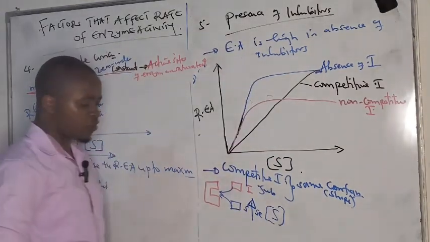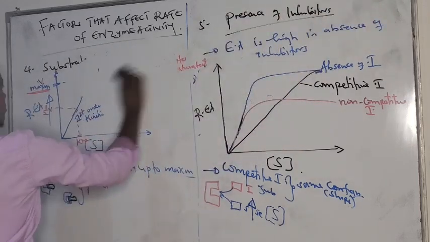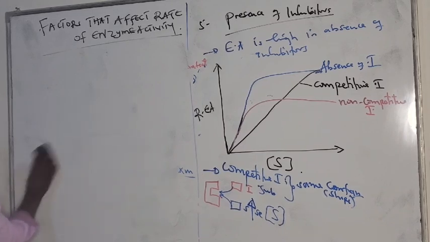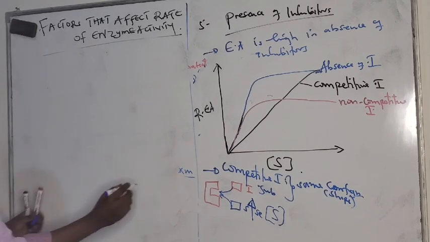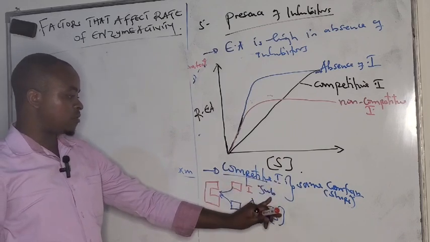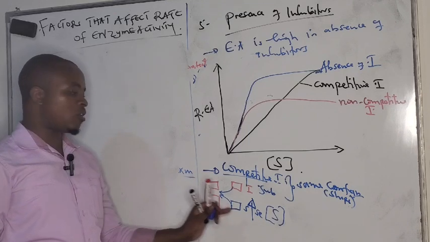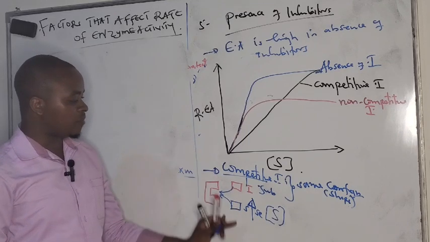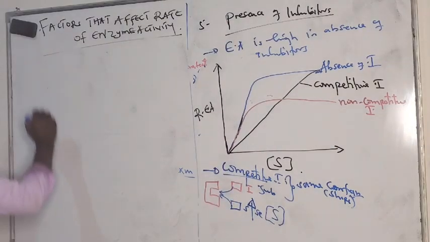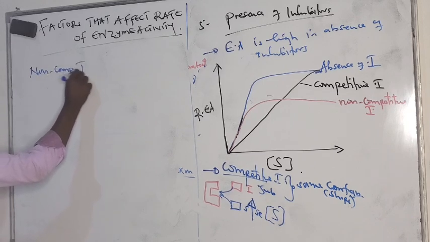But this is different from non-competitive. This was for competitive, whereby we said the inhibitor and the substrate have the same shape, so they compete for the same site. And because they compete for the same, I can overcome this inhibition by increasing substrate concentration. Then what about a non-competitive inhibitor?